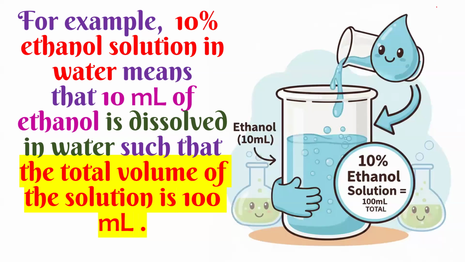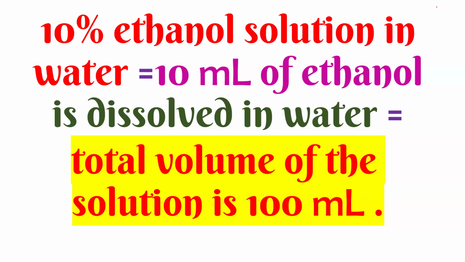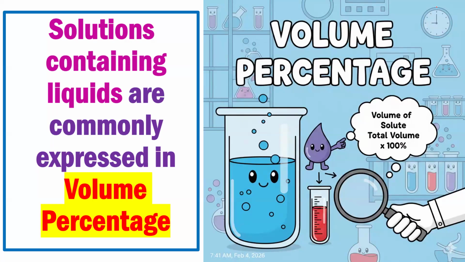So here, 10 ml of ethanol is dissolved in how much water? Dissolved in 90 ml of water. The total volume is 100 ml. So a 10% ethanol solution in water means 10 ml ethanol plus 90 ml water gives 100 ml. That is, 10 ml of ethanol dissolved in 90 ml of water, making a total volume of 100 ml. Solutions containing liquids are commonly expressed in volume percentage. So we use volume percentage mainly in the case of solutions containing liquids.